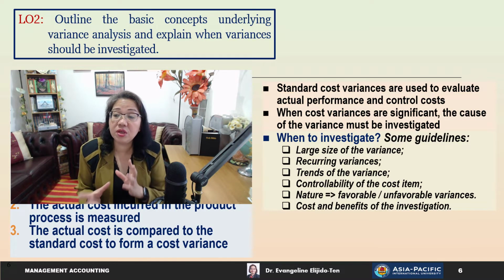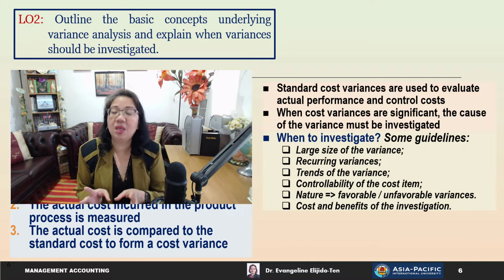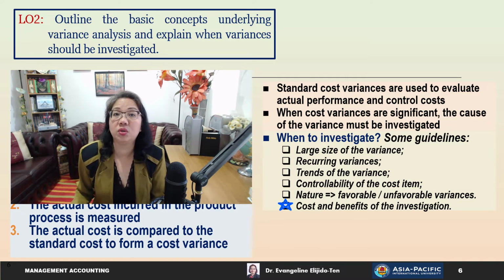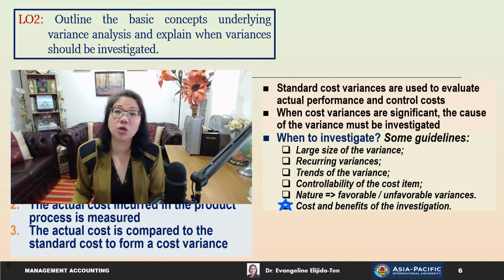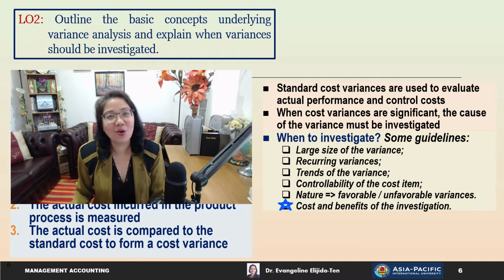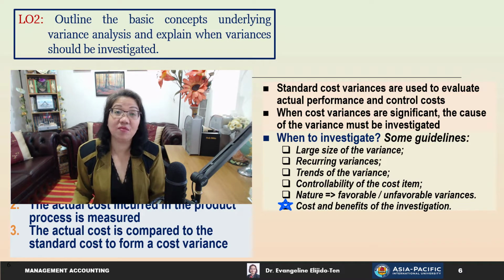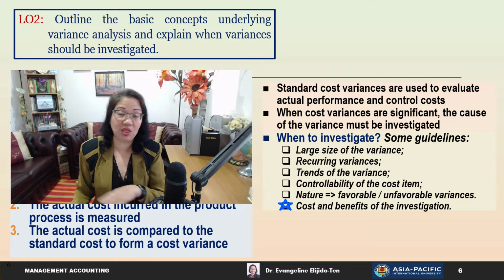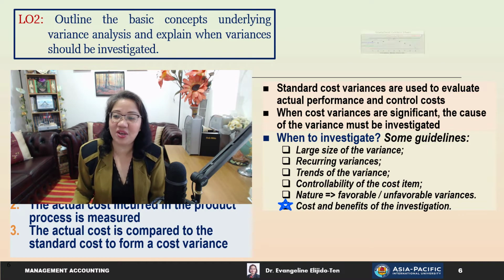Also, a very good rule of thumb when you are deciding whether to investigate or not to investigate the variances is cost-benefit analysis. The cost-benefit approach is always good to consider, because if the benefit of investigating the variance outweighs the cost, then we should go ahead and investigate. But if the cost is higher than the benefit, then perhaps we should not go ahead and investigate further.